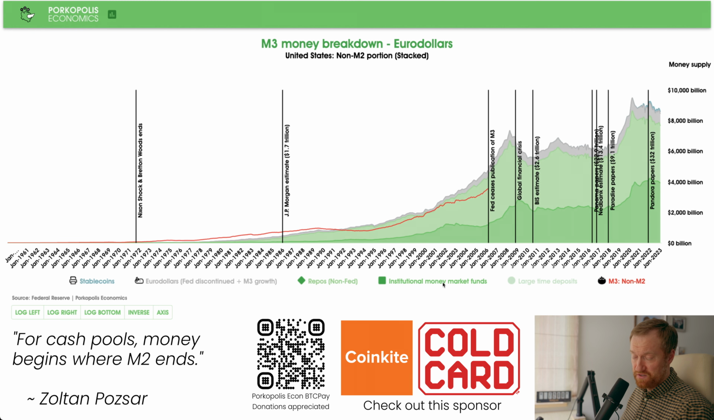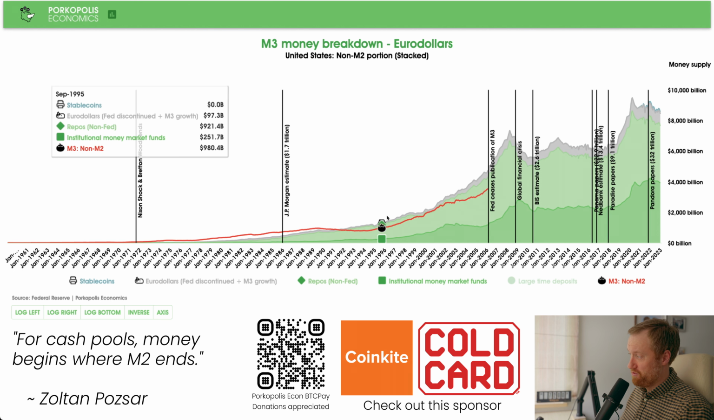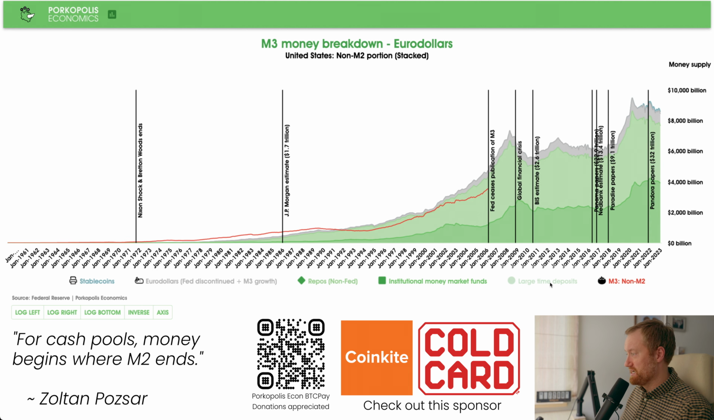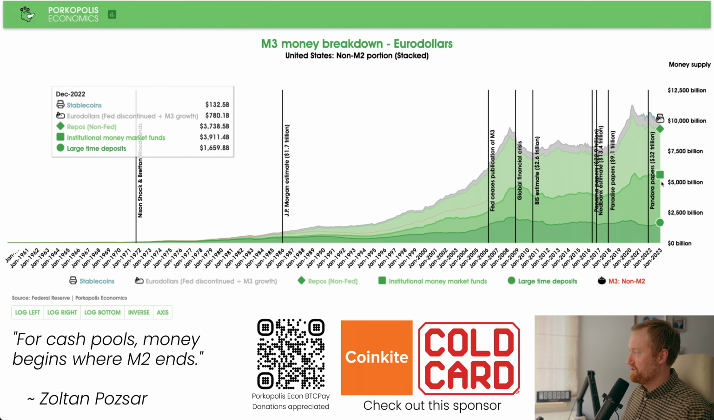We have institutional money market funds, which, by the way, also work kind of like a stablecoin. That's just the nature of how they work. You have one share or one token that needs to be pegged to a dollar, and you have assets that you purchase on the asset side of your balance sheet with that liquidity to keep one share or one token close to a dollar. Nonetheless, whether it's classified as a Eurodollar or a money market fund, stablecoins absolutely and cleanly fit into M3. And lastly, we have our large or institutional type time deposits. You add all of these together, you get a little over $10 trillion in the United States reconstructed M3, the non-M2 portion of the M3 money supply.